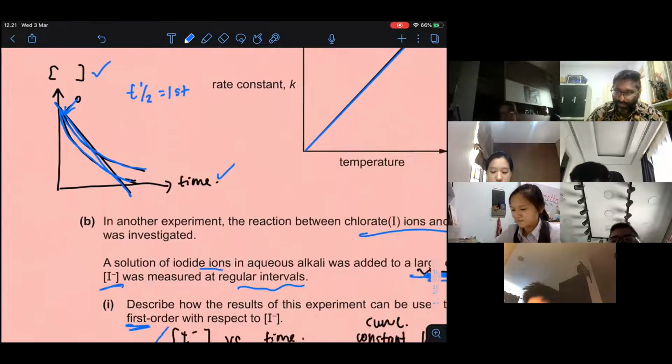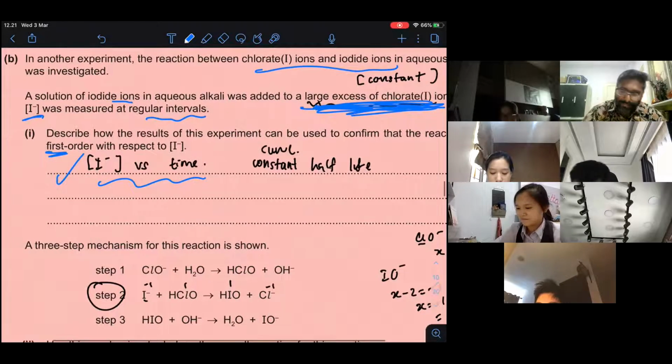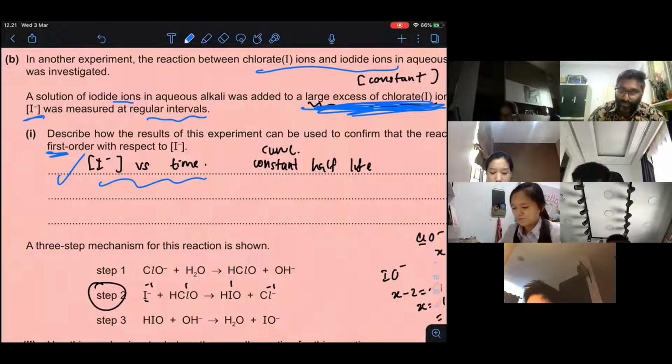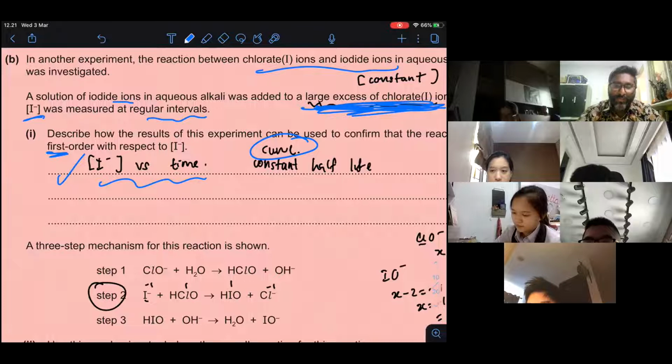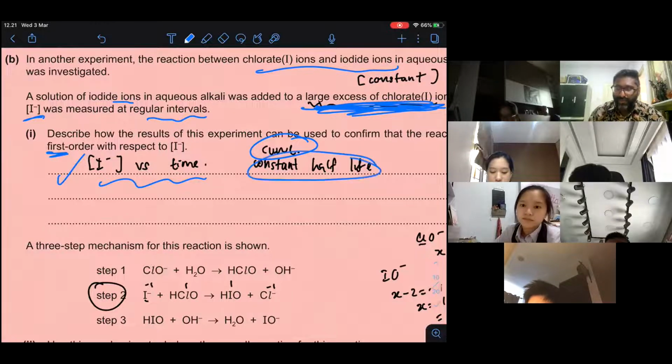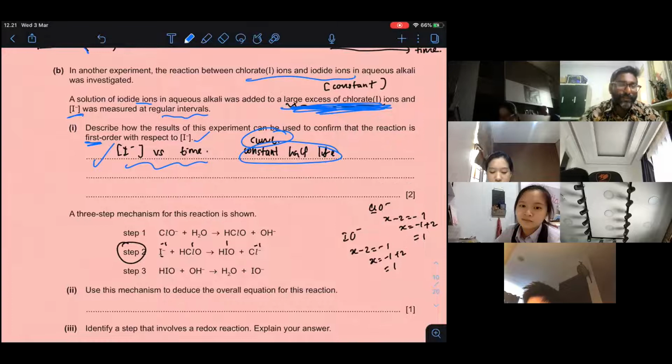So now you want to find out whether it's going to be first order. First, you need to mention you are going to get a curve. You will get a curve, and after that, if you measure the half life, you are going to get a constant half life. And that is going to be enough to confirm that the reaction is first order with respect to this. A three-step mechanism is shown.